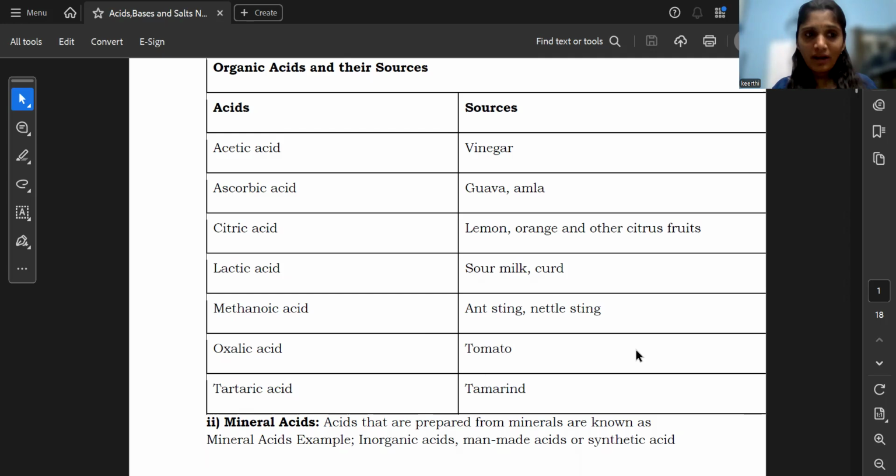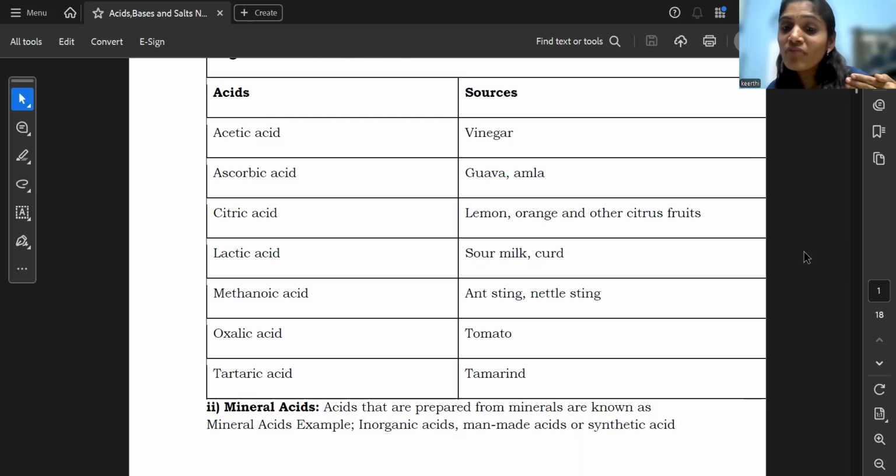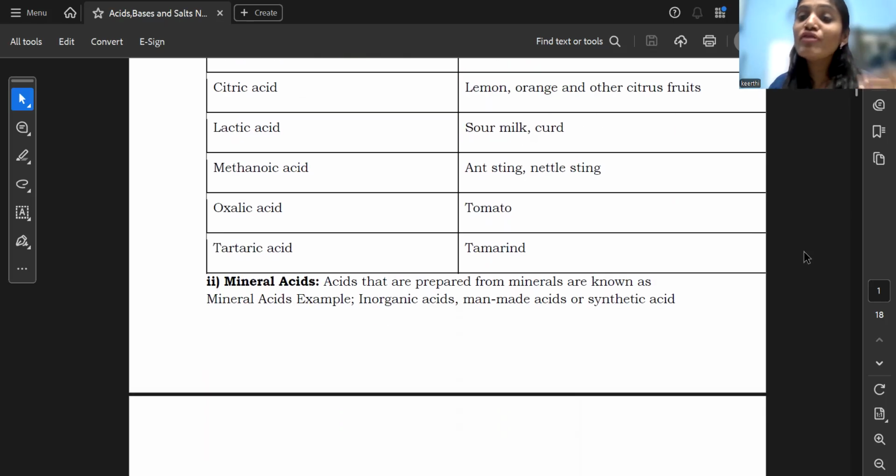Now when we come to the mineral acids part, mineral acids are prepared from minerals. Now from where do you get the minerals? Minerals, we usually get from the earth's crust. So acids that are prepared from minerals are called mineral acids. You know, earth has a crust, mantle and core. So usually we take the minerals from the earth's crust.